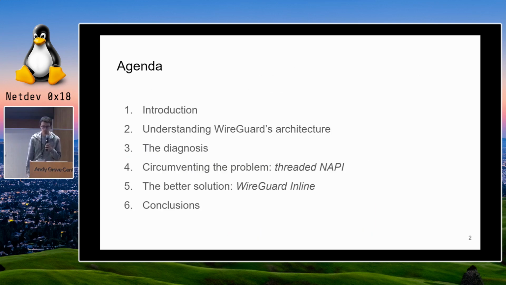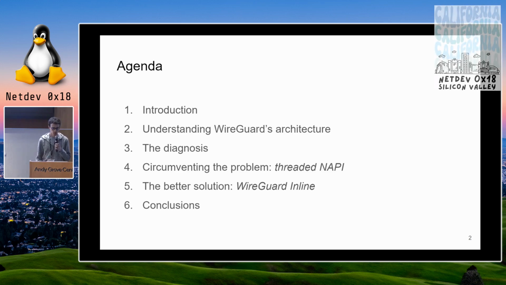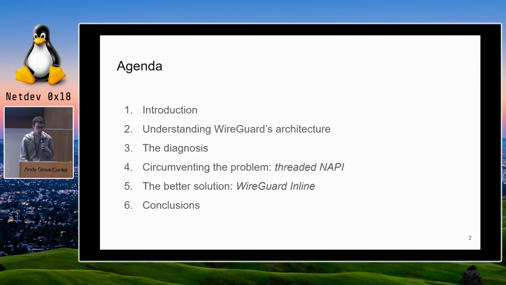So the agenda for this talk is the following. First, I'm going to briefly introduce WireGuard itself and also what is the problem that we found with the way it scales over multiple tunnels. Then I will briefly discuss the current design and implementation of the WireGuard module in Linux, which will allow me to make a diagnosis and explain why this problem happens.